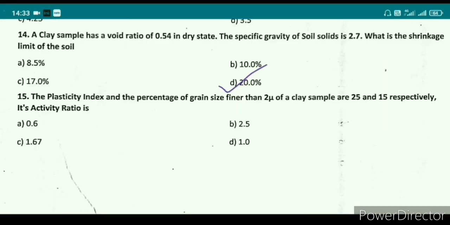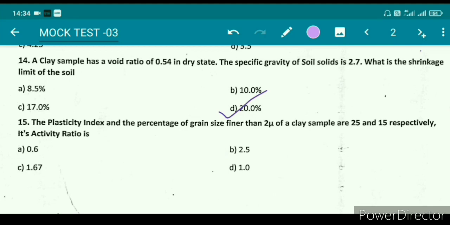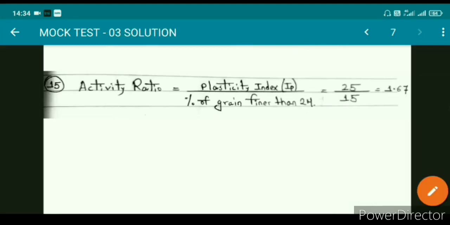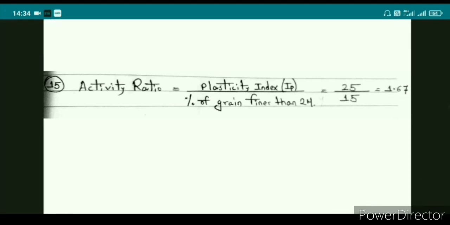The last question, question number 15: the plasticity index and the percentage of grain size finer than 2 micron of a clay sample are 25 and 15 respectively. Its activity ratio is option A 0.6, option B 2.5, option C 1.67 and option D 1. So the correct answer will be option C, 1.67. Here is the formula: activity ratio equals plasticity index divided by percentage of grain finer than 2 micron.